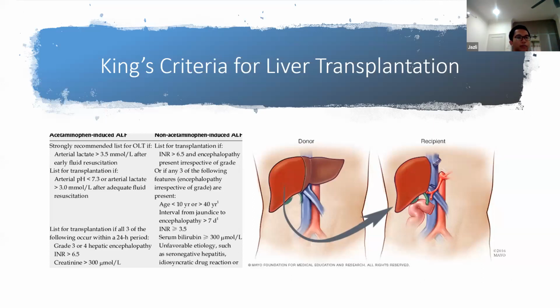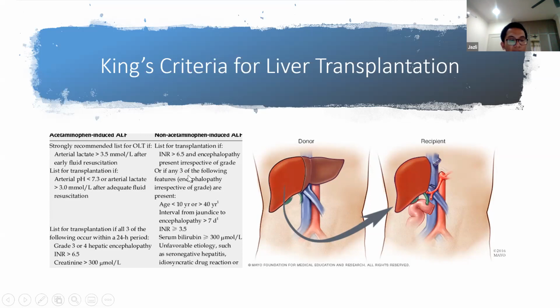So when do we consider liver transplantation? Among the indications of liver transplantation is a severely malnourished case that is unresponsive to nutritional therapy, or the patient could have FTT or poor quality of life. These are among the indications of liver transplantation. It is divided into acetaminophen induced acute liver failure or non-acetaminophen induced. If it's acetaminophen induced, you see if the pH is less than 7.3, or if lactate is more than 3 millimole per liter after adequate fluid resuscitation. For non-acetaminophen induced, you see the INR level and evidence of encephalopathy present.